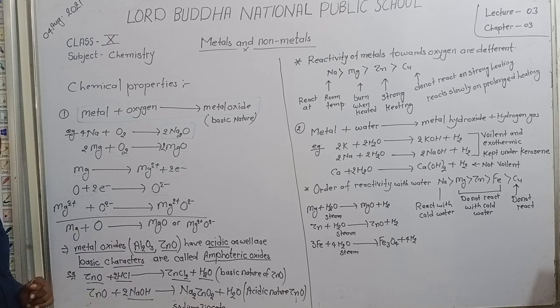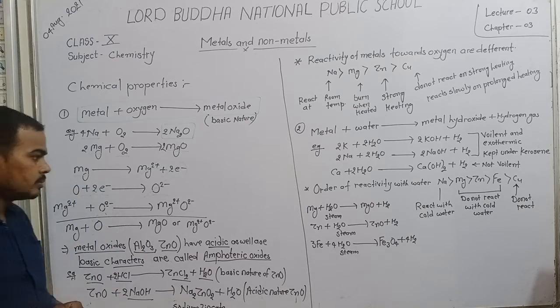Similarly, aluminium oxide also reacts with acid as well as base. So it shows acidic as well as basic character. It means it is amphoteric in nature. So we say that this is an amphoteric oxide. Always remember that aluminium oxide and zinc oxide are amphoteric in nature.